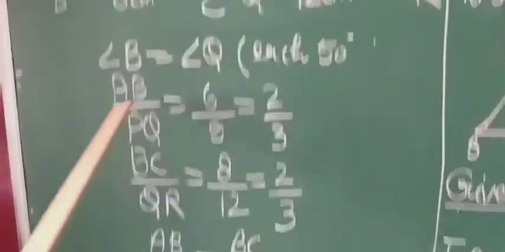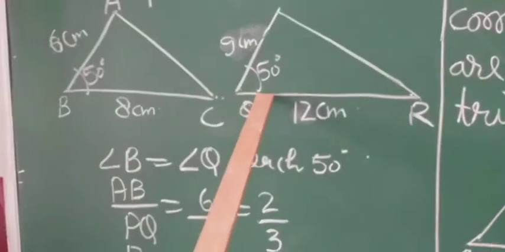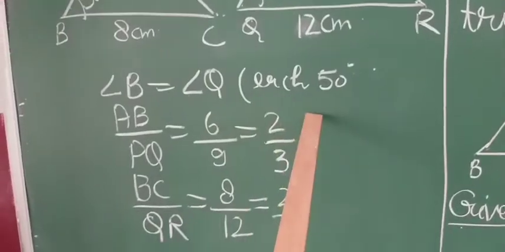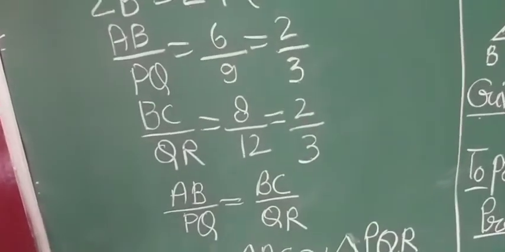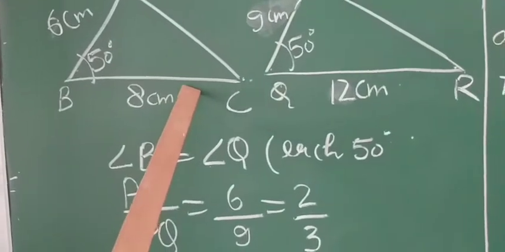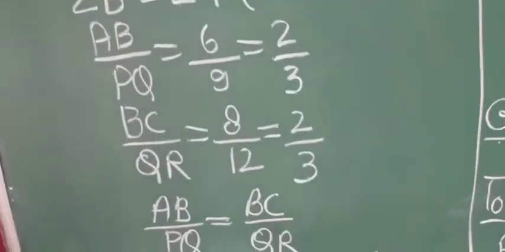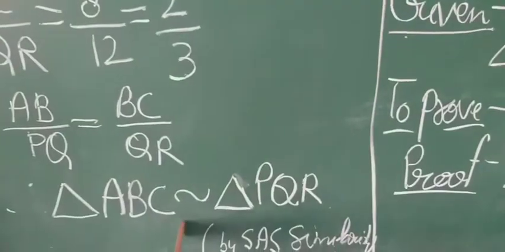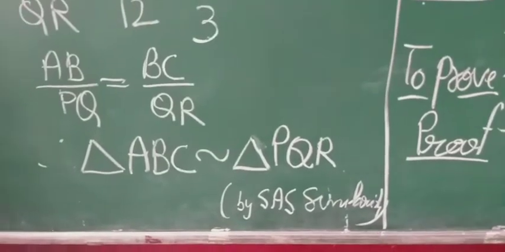Okay students, and the angles between them are also equal. Angle B equals angle Q, each 50 degrees. So by SAS criterion rule of similarity, both triangles are similar. Triangle ABC is similar to triangle PQR by SAS similarity.